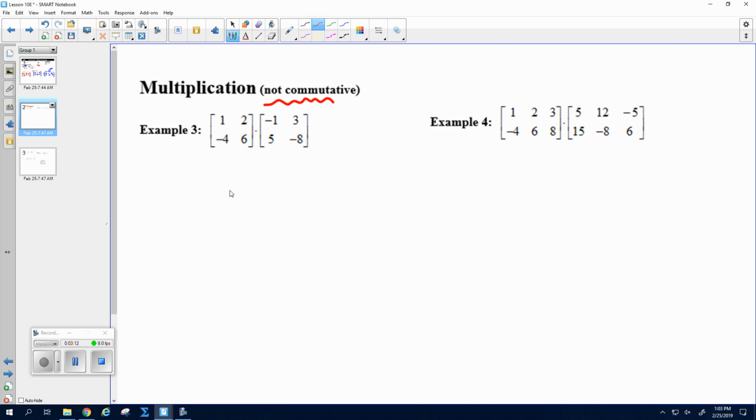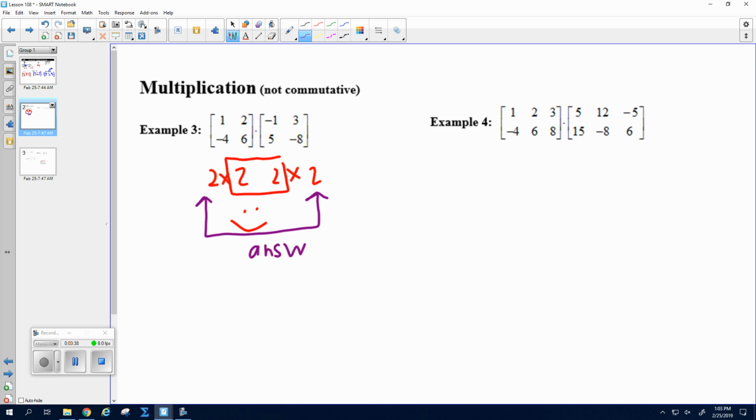So here's the rule. This right here is a 2 by 2 matrix. I have 2 rows and 2 columns. 2 by 2. And this one's also a 2 by 2 matrix. In order to be able to actually multiply them, these middle numbers have to match. And the resulting matrix is the outside numbers. This is going to be my answer matrix. It will be a 2 by 2 matrix as well in this one.